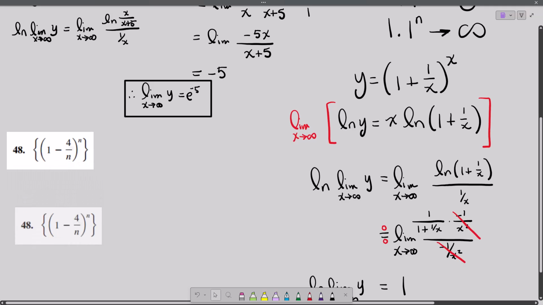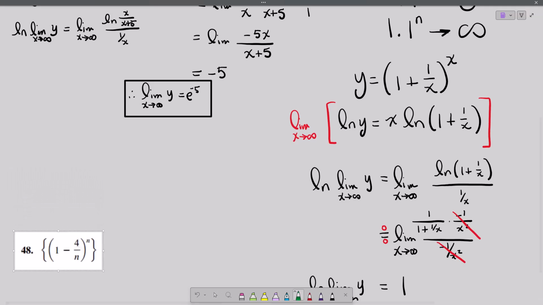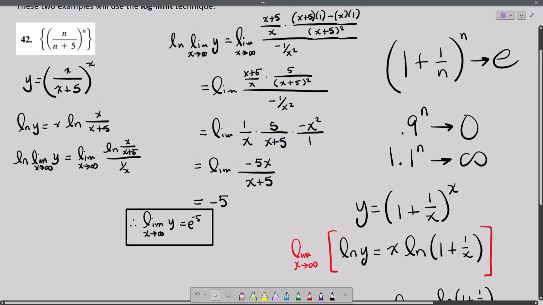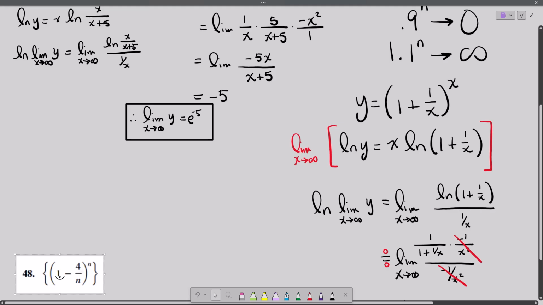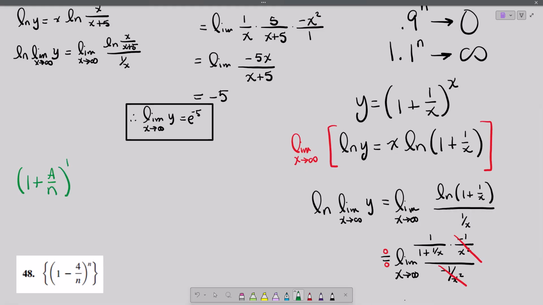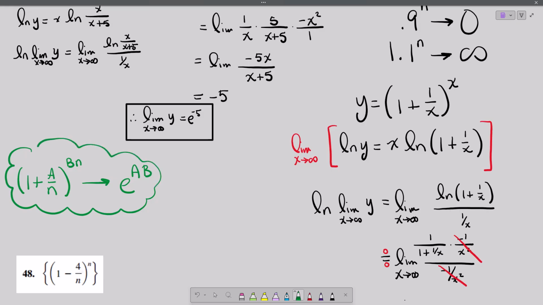So, in general, you see this, we can generalize this. That can be generalized to 1 plus a over n to the bn, and that generalization is going to turn into e to the ab. You can prove this by using the log limit technique. So there is our general form of an exponential. The horizontal asymptote for this function is going to be this e to the ab.